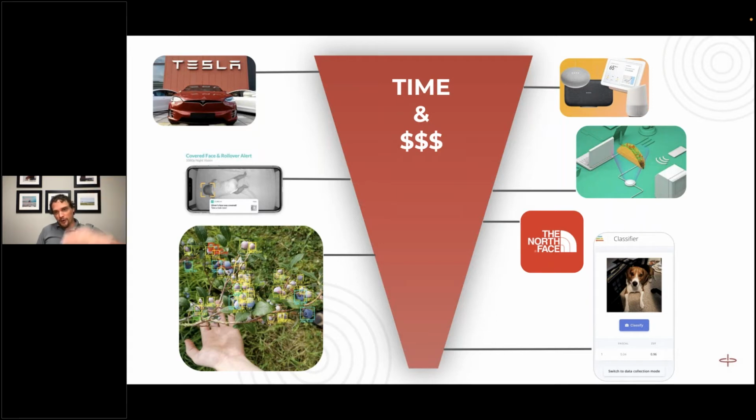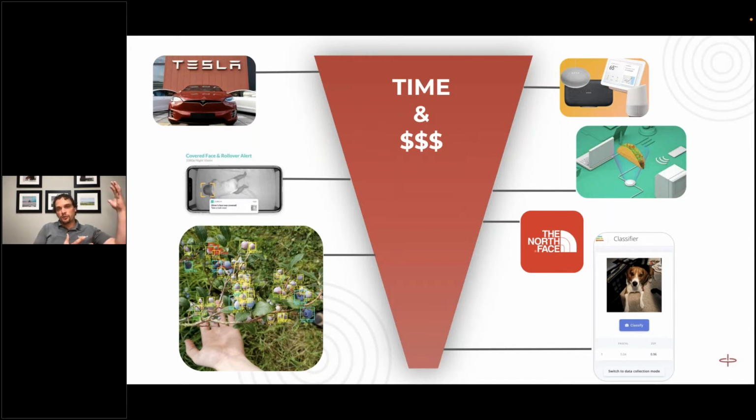Where if you move all the way down to the lower right of this funnel, I have a classifier for my two dogs that I have at home. I have a Husky Golden Retriever mix and my Beagle Zeppelin here. And in an afternoon, in an hour, I grabbed a few images of them and trained up a model to be able to load onto my phone where I can take a picture of them and it tells me which of my two dogs it is. That's a very low time, very low money investment, and there's very low risk to it.